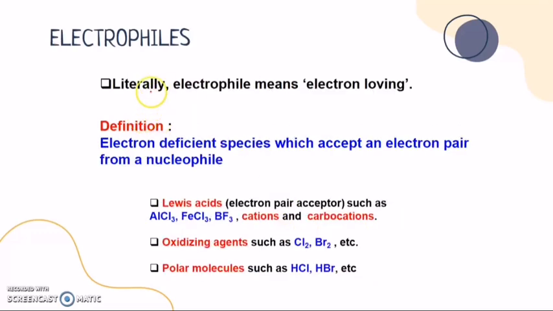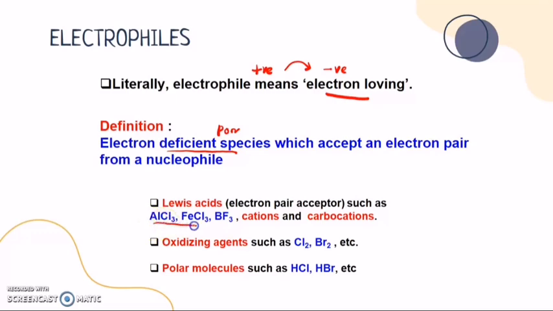Okay, electrophiles. Literally, electrophile means electron loving. When it is electron loving, it must be something that is positively charged because it will be attracted to something that is negatively charged. As a definition, it is an electron-deficient or electron-poor species which accepts an electron pair from a nucleophile. Examples of electrophiles are Lewis acids, which act as electron pair acceptors, such as AlCl3, FeCl3, BF3.